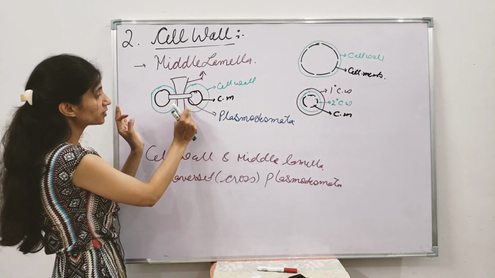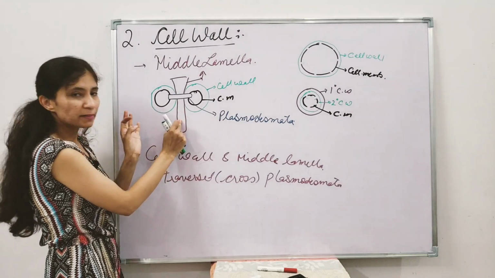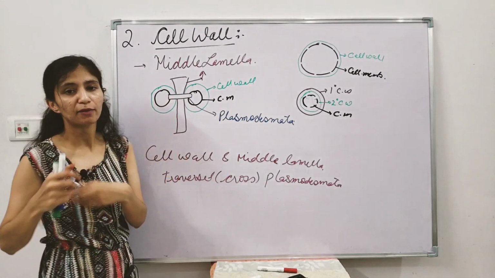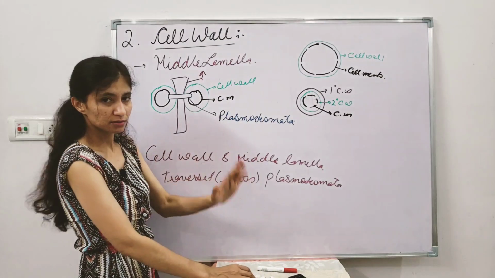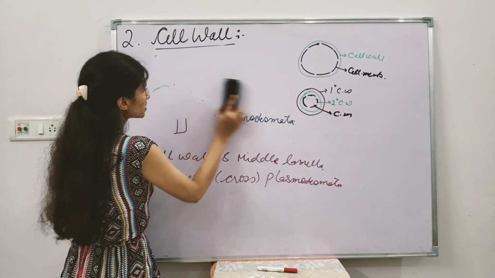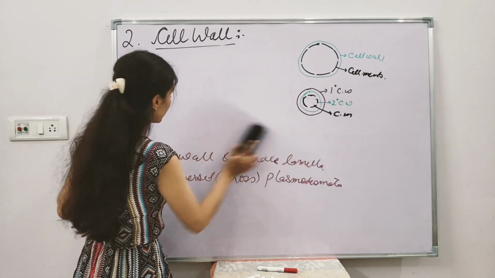If this cell has to interact with this cell, then it uses the middle lamella, but if the cytoplasm of the two cells have to interact with each other, it interacts with the help of plasmodesmata, which crosses the cell wall and the middle lamella. Okay, now this is all about your cell wall. I hope you have understood this well.